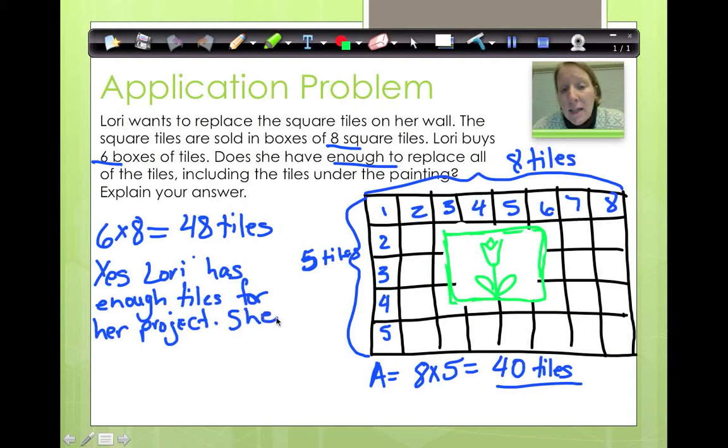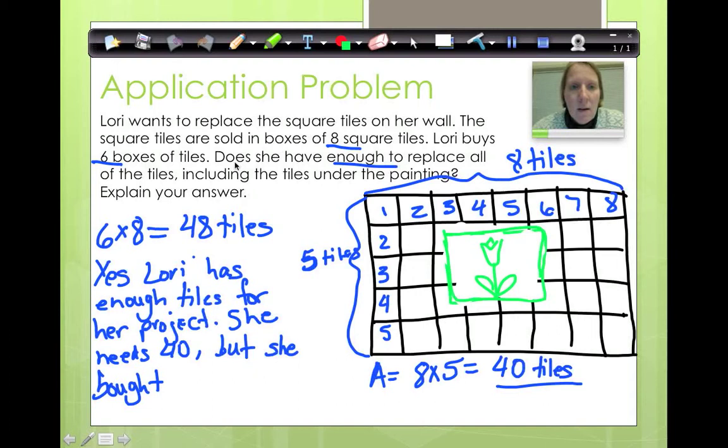She needs 40, but she bought. If you don't know how to spell the word bought, do we have it? Nope, that's okay, you have to just do your best. But she bought 48, so she has just enough. Alright, now moving on.